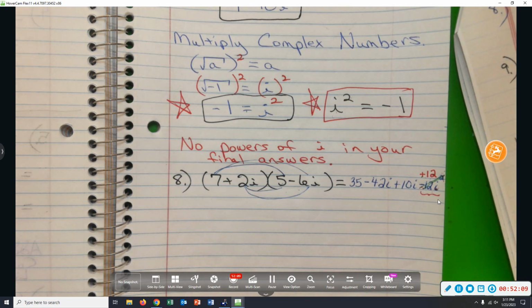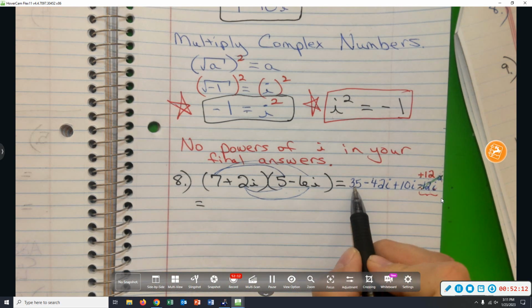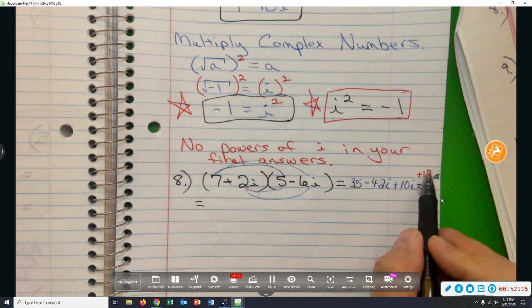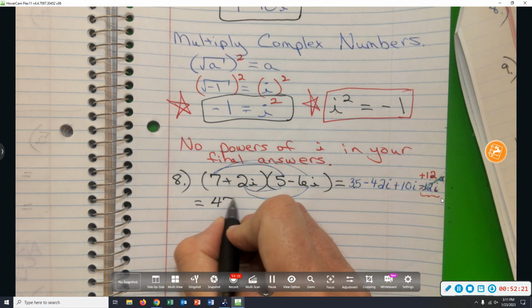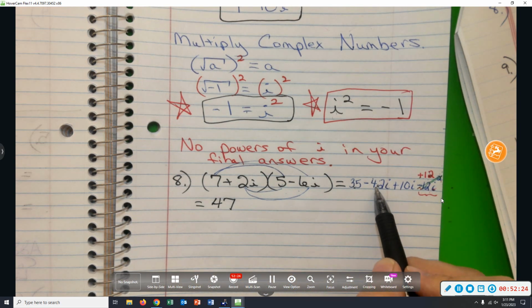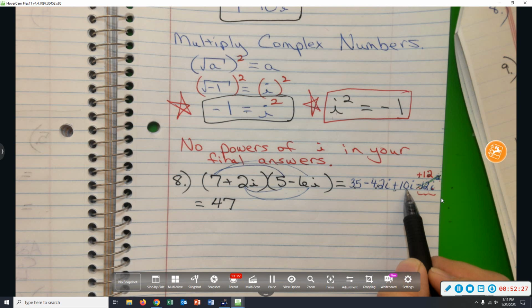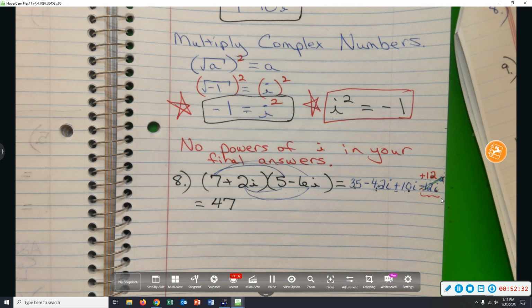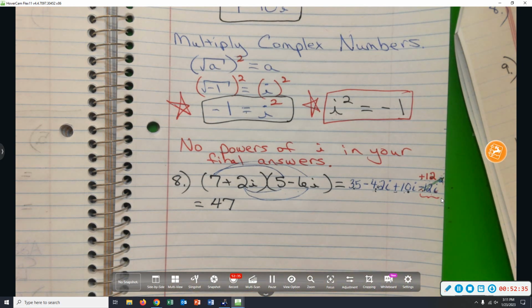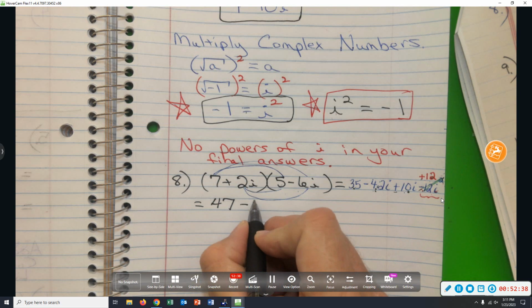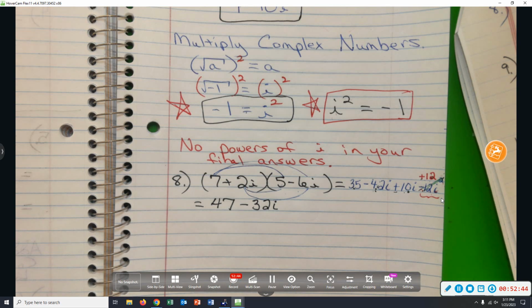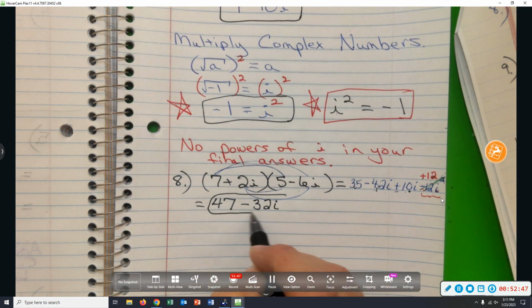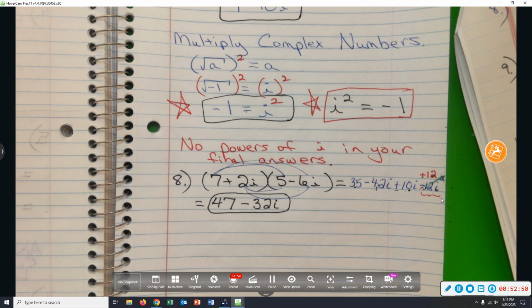Now can we combine the like terms? What can I combine with the 35? 35 plus 12 is 47. Negative 42i plus 10i is negative 42 plus 10, which is minus 32. So we have 47 minus 32i.